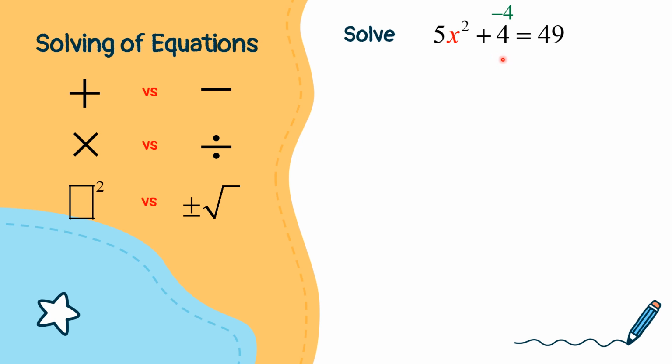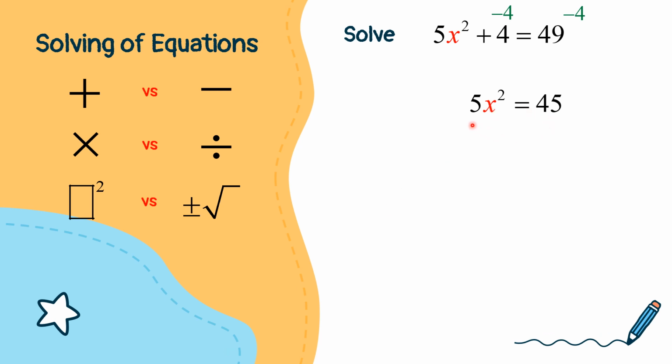One trick you can do is to remove the numerical value that is furthest away from the x term. The 5 and the square are right next to the x, so we will remove 4 instead. This is one way to help you to remember. To balance the equation, we will subtract 4 on the right hand side as well, and we are left with 5x squared equals 45.